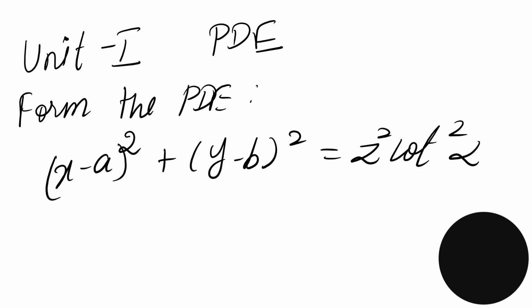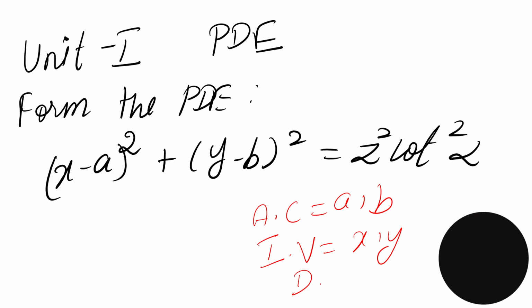So this is the first video homework problem from the PDE by eliminating arbitrary constants. The question is (x minus a) whole square plus (y minus b) whole square equal to z square cot square alpha. First, how many arbitrary constants are there? Two, that is a and b. What are the independent variables? x, y. The dependent variable is always z. So two arbitrary constants, two independent variables. So you have to follow case one.